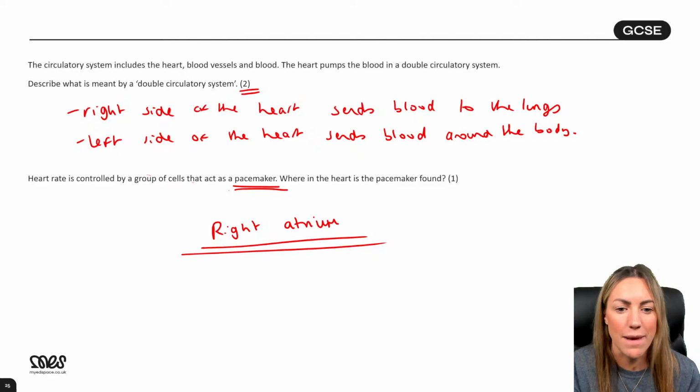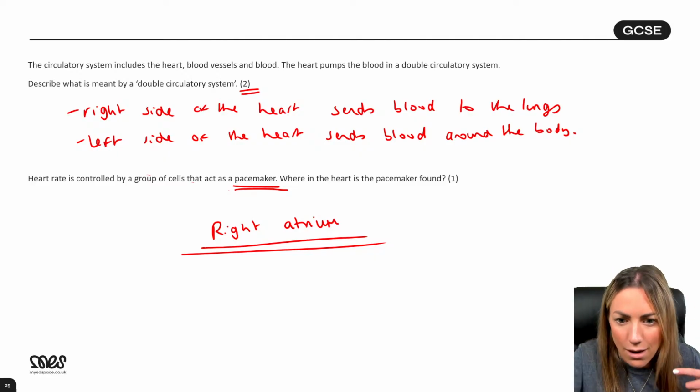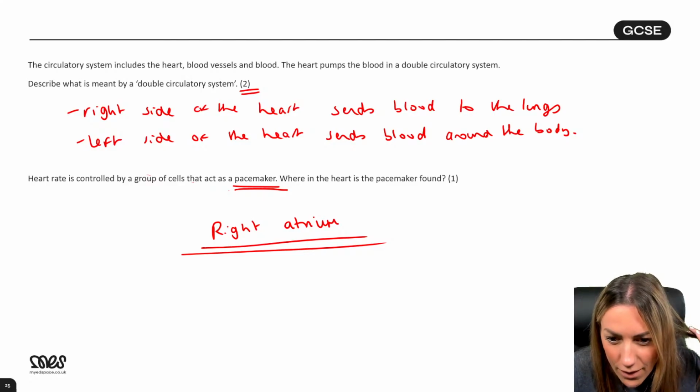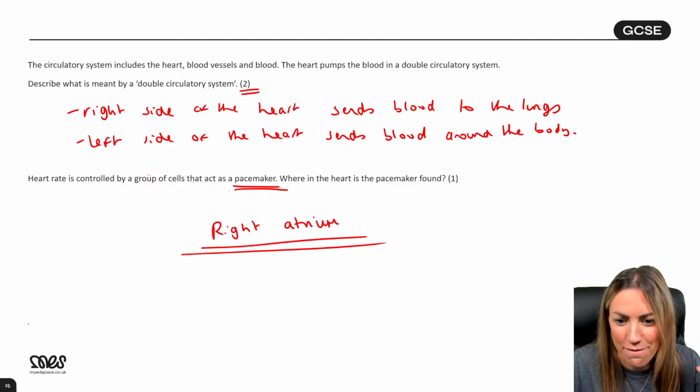And it's called the pacemaker because it sets the pace of the contractions. Okay. Wall of the right atrium, very specific.